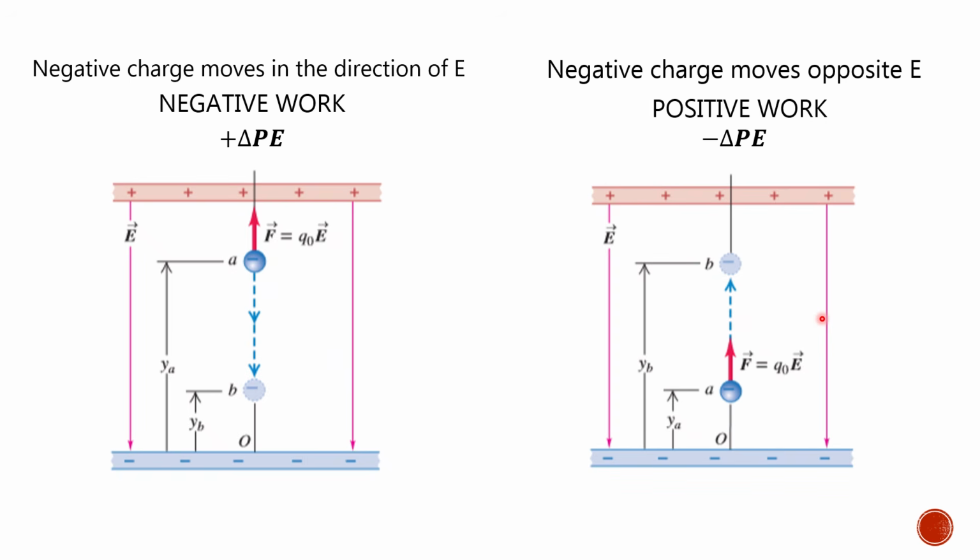So for easy recall, we think of the scenario like gravity, that positive charges naturally move the way the field points, meaning the electric field points, just like objects fall downward, and the negative charges do the opposite. About change in potential energy and the effect on the charge.